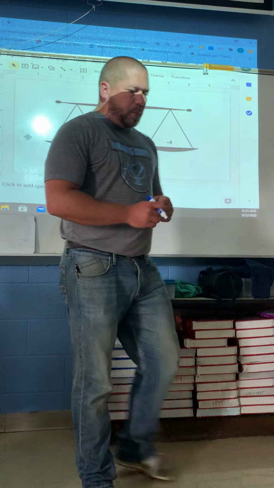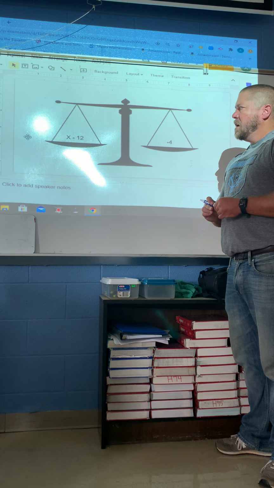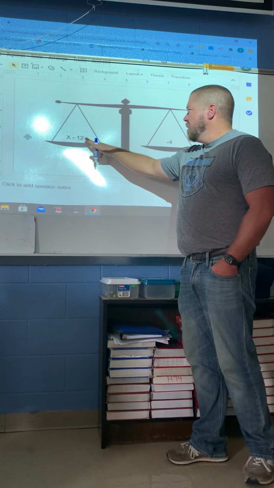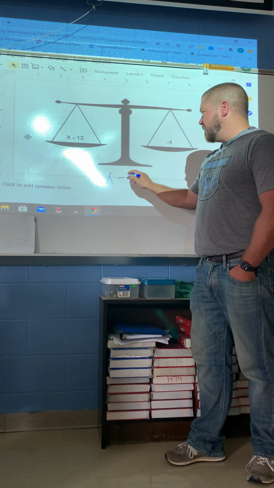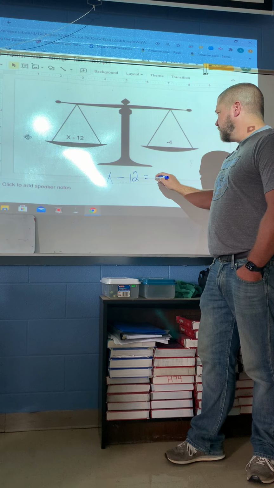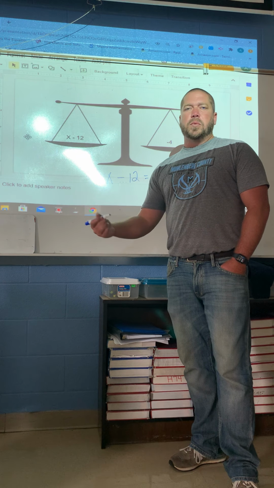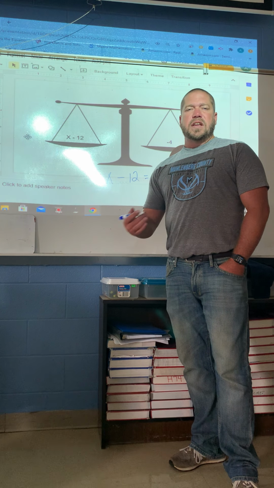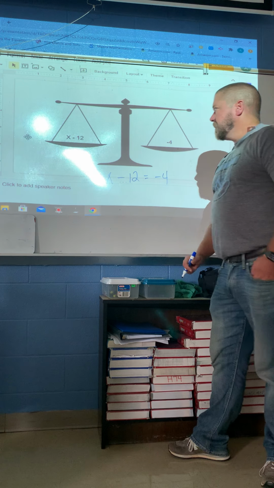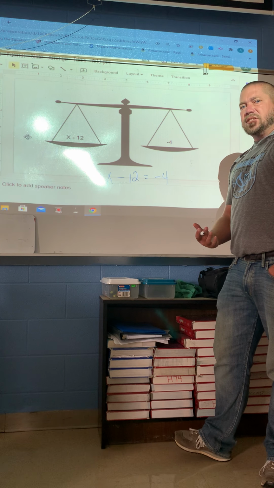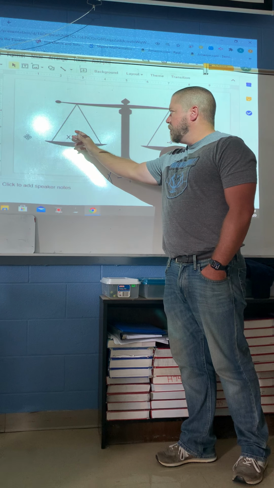All right, but let's say we get to a problem where we've got some negatives in there and we have to do a little bit of thinking. In this case, we have x minus 12 is going to be equal to negative 4. Just think about when we were talking about the scale and the weights. If I take something away or add something to one side, then I've got to do the same thing to the other side to keep the scale balanced and from tilting. My goal is to get x by itself on one side and all my numbers on the other side. So I need negative 12 to go away.